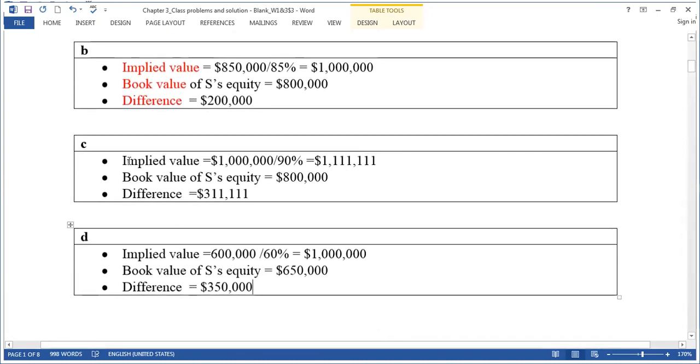So I told you why this question 1 is important, because if you don't know how to calculate implied value, how to calculate the book value, and if you don't know how to calculate the difference, then you cannot solve the rest of the questions.